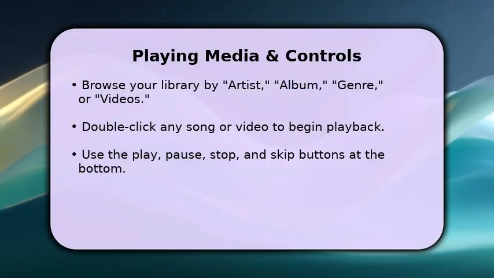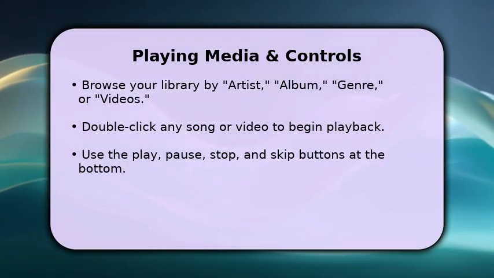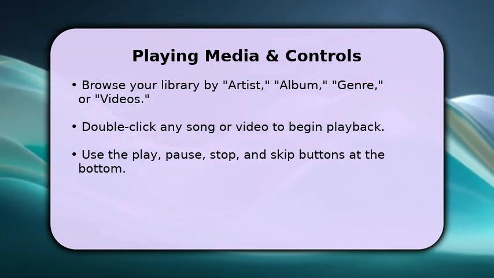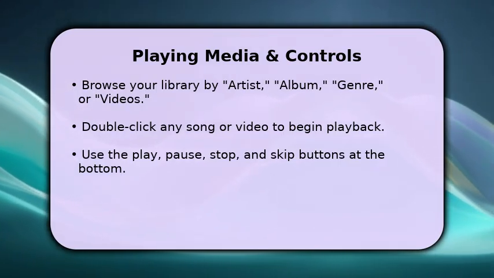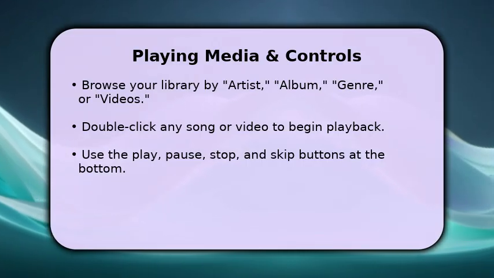Navigate through your library using categories like Artist, Album, or Videos. To start playback, simply double-click on any song or video. You'll find familiar controls at the bottom of the player, including play, pause, stop, and skip buttons. Don't forget the volume slider to adjust your audio to the perfect level.